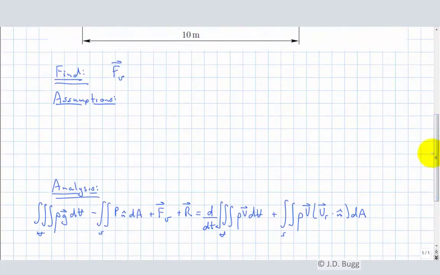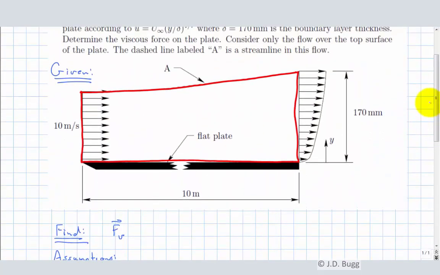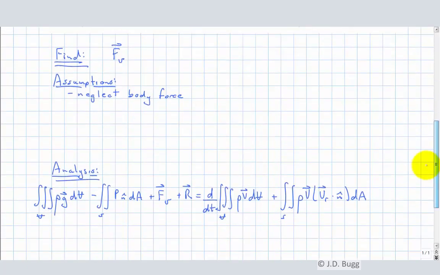Now, term by term, let's take a look at this. First of all, the body force. Well, again, this is a problem where we don't even know the direction of the body force. And regardless, the body force is the weight of everything in the control volume, and all there is in this control volume is air. So it's going to be a very small body force, and regardless, we don't even know what direction it's in. So we're certainly going to neglect the body force, and that simplifies our equation by eliminating this term.